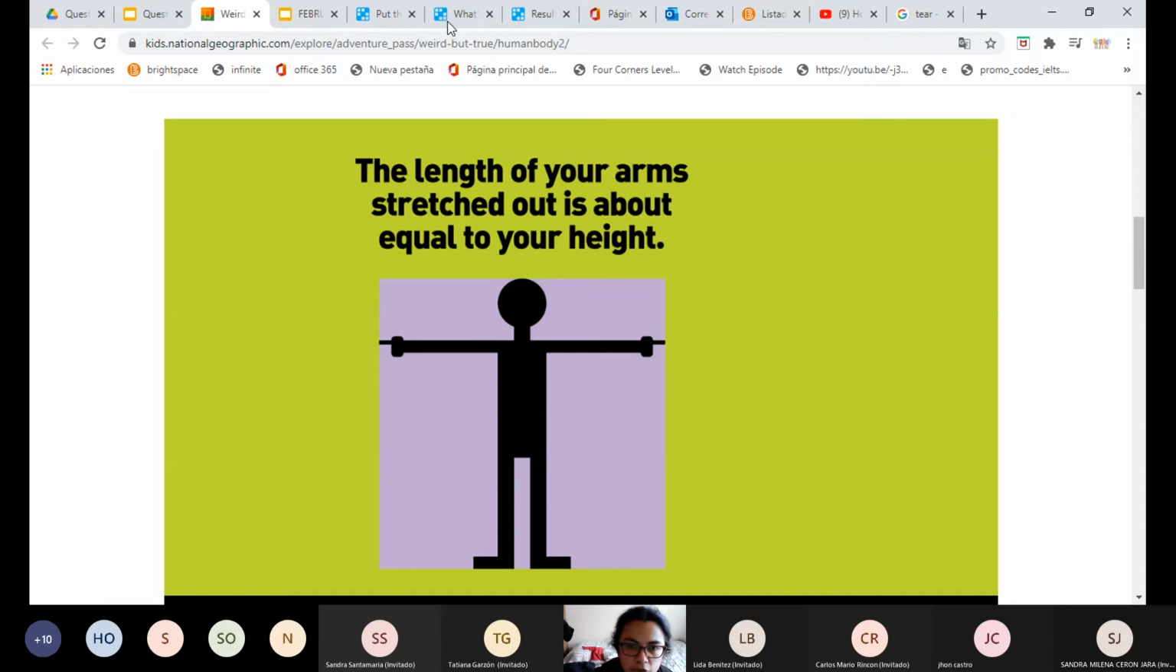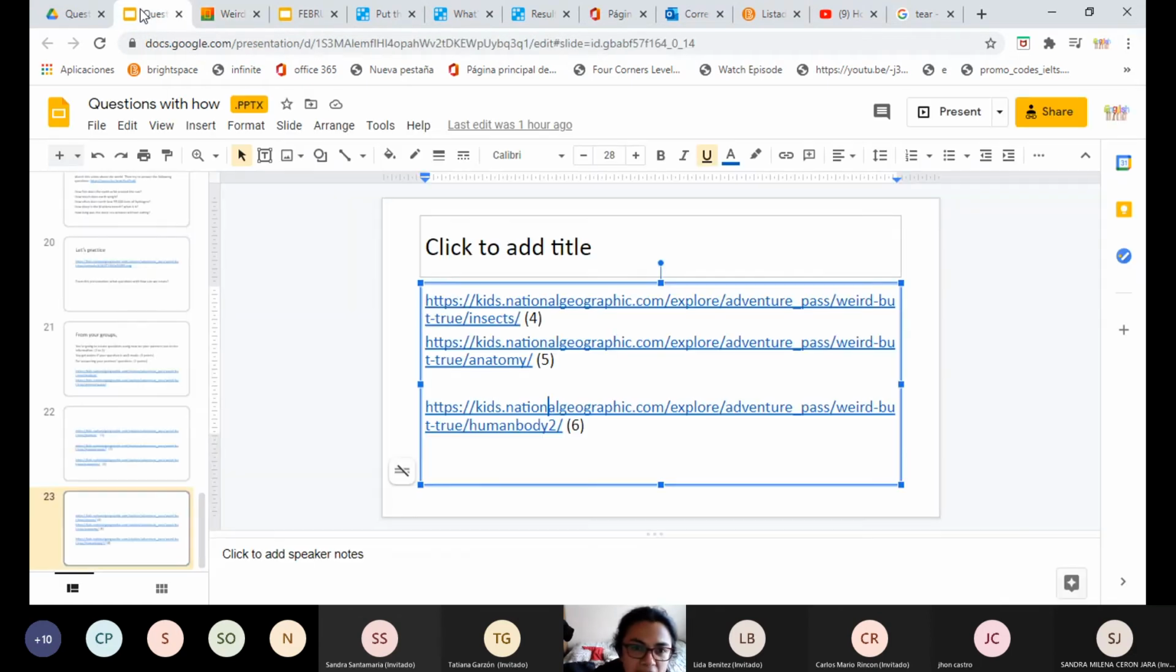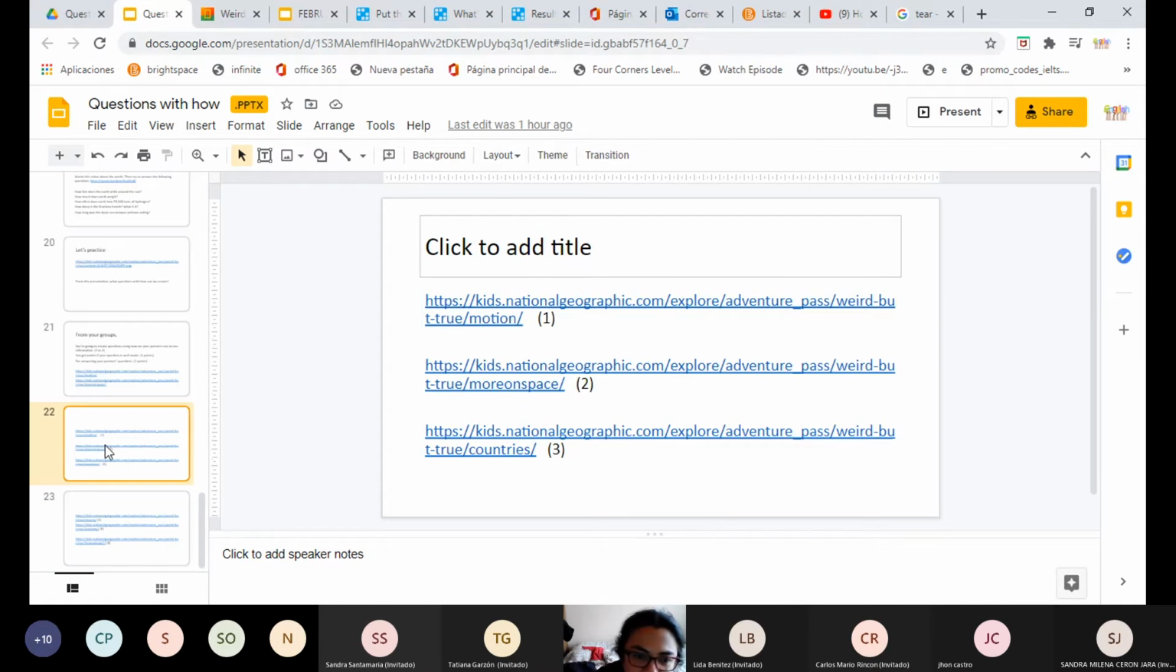I am going to share with you some links with information like this, like general knowledge information. Your mission is to create questions using how with that information. In this case, we were practicing with this one, but I have other links. For example, there is one link about motion. There is one link about countries. This information is about general knowledge.